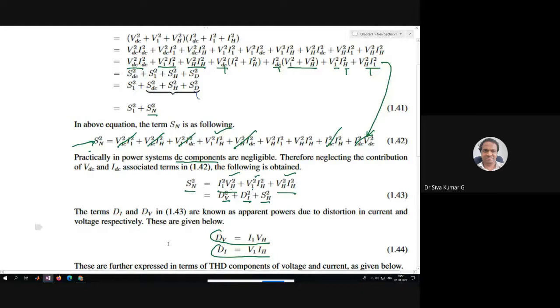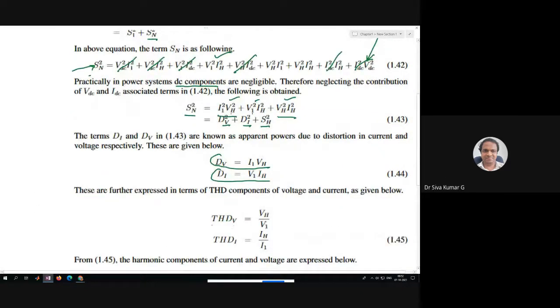Now we know that the THD in the voltage is VH by V1. THD in current is IH by I1, the harmonics. We are not having the DC components. So VH by V1 and current IH by I1. We express VH as V1 times THD voltage, and this equation has the same I1 into THD of current. We can express it like this.